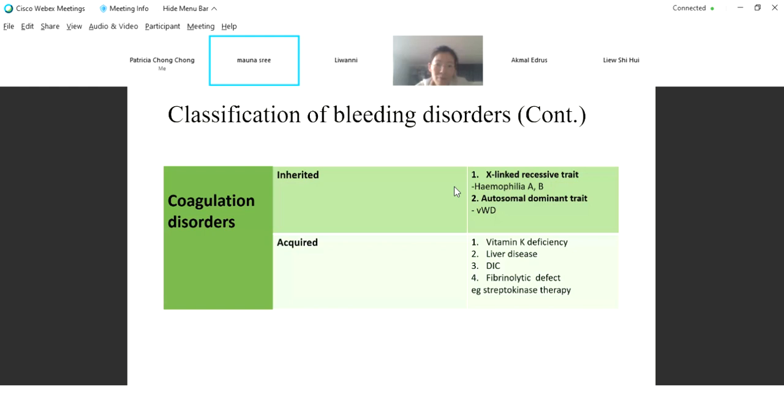So for coagulation disorder, it can be divided into inherited and acquired. Inherited is due to X-linked recessive traits such as hemophilia A and B, and autosomal dominant, which is von Willebrand disease. For acquired, it could be due to any form of vitamin K deficiency, liver diseases, DIC, and also fibrinolytic defect.